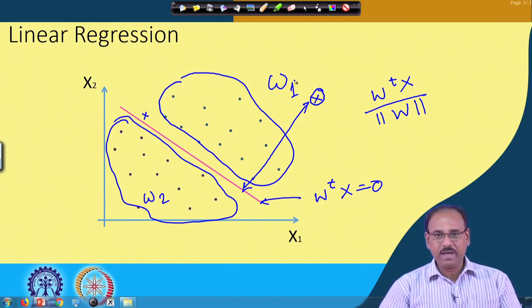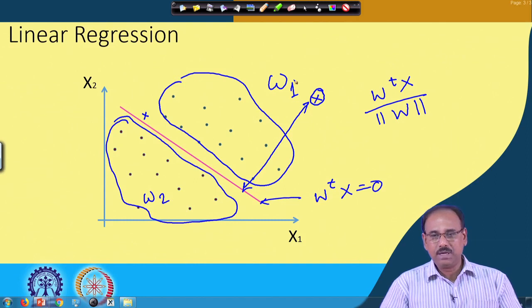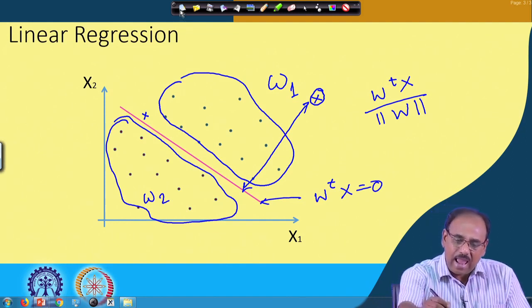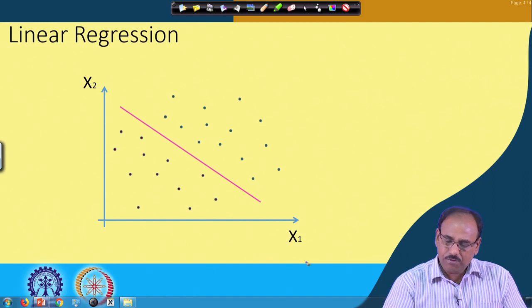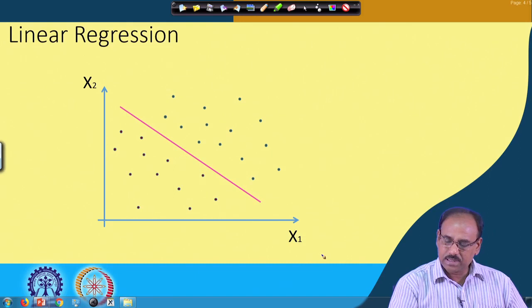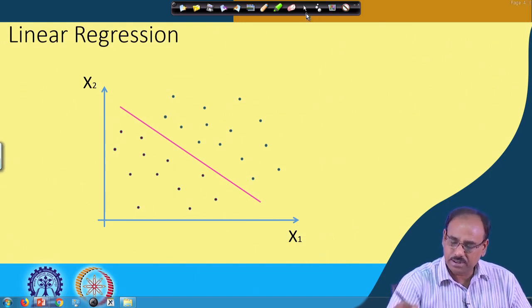If w transpose x is very high on the positive side, then with guarantee I can say that yes, this belongs to class omega 1. And if w transpose x is high in magnitude but negative, then I can tell with confidence that it belongs to class omega 2. But if the value is low, my confidence level comes down. So, I can have another interpretation of this measure, that is what is given by logistic regression.